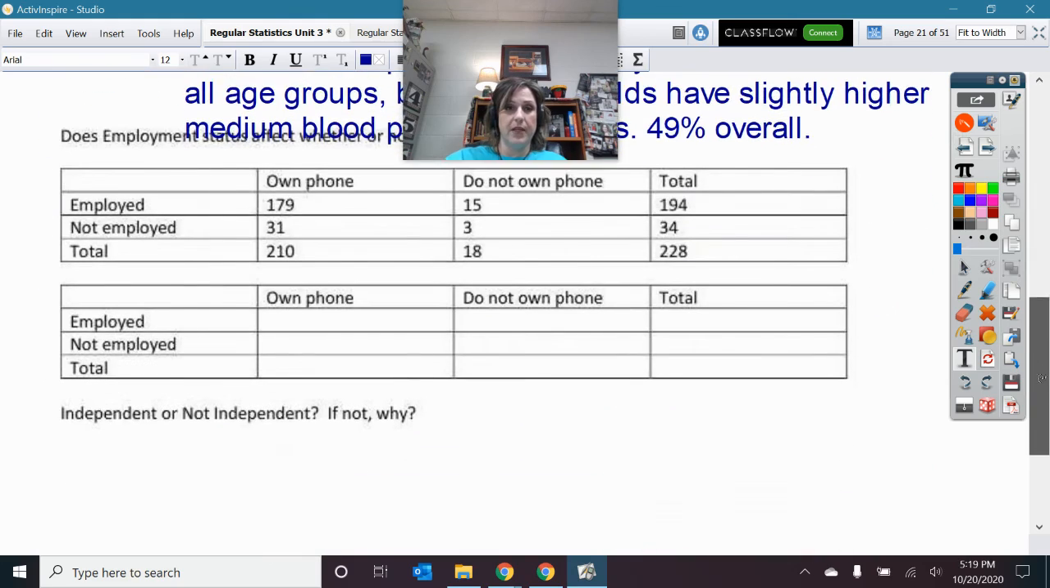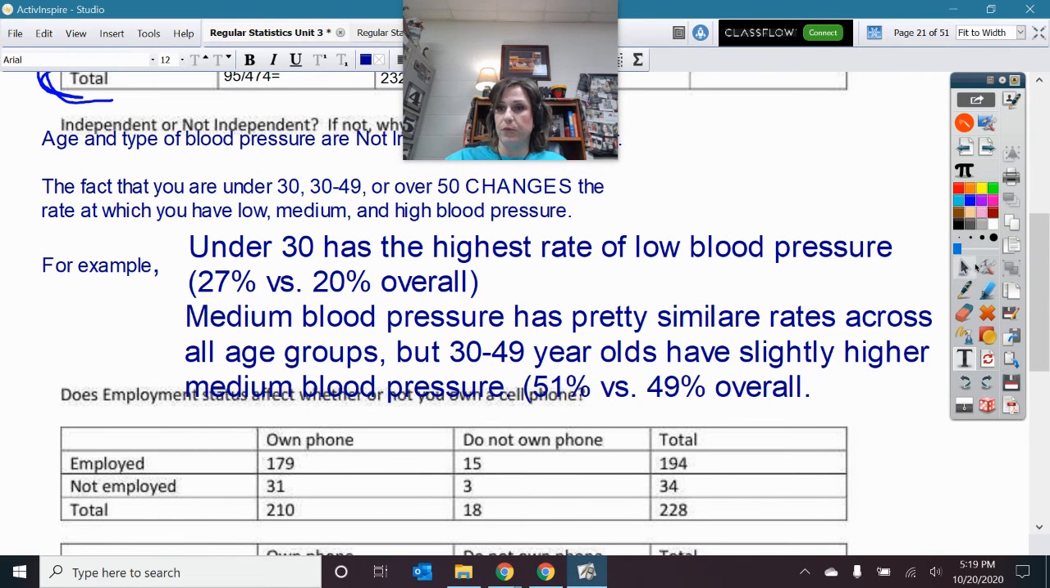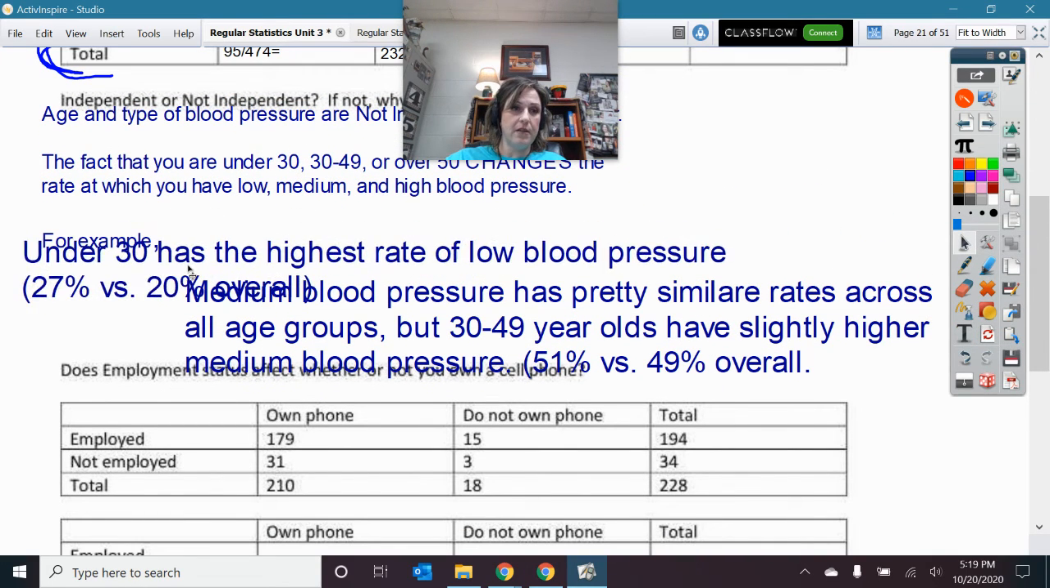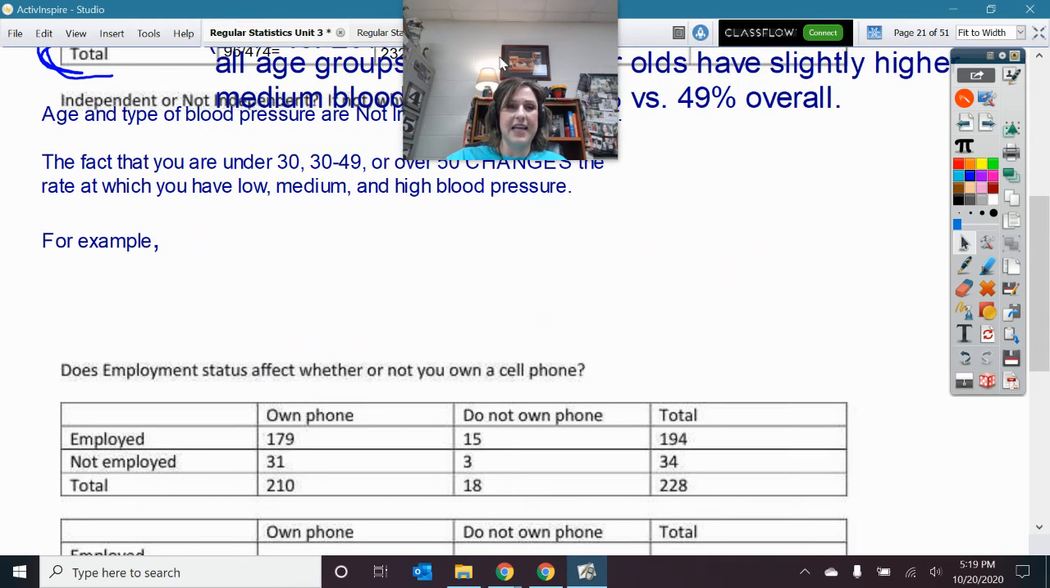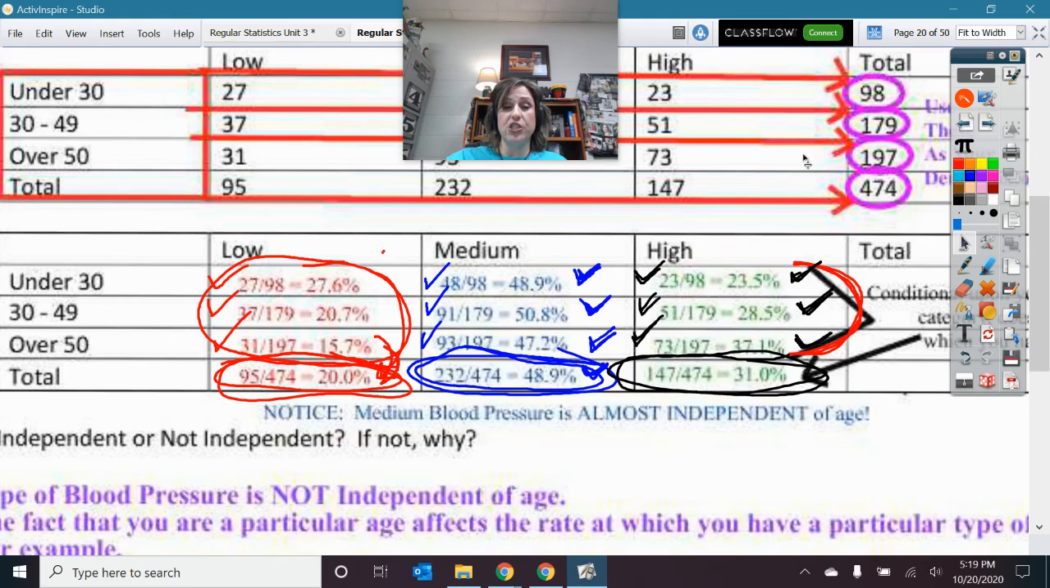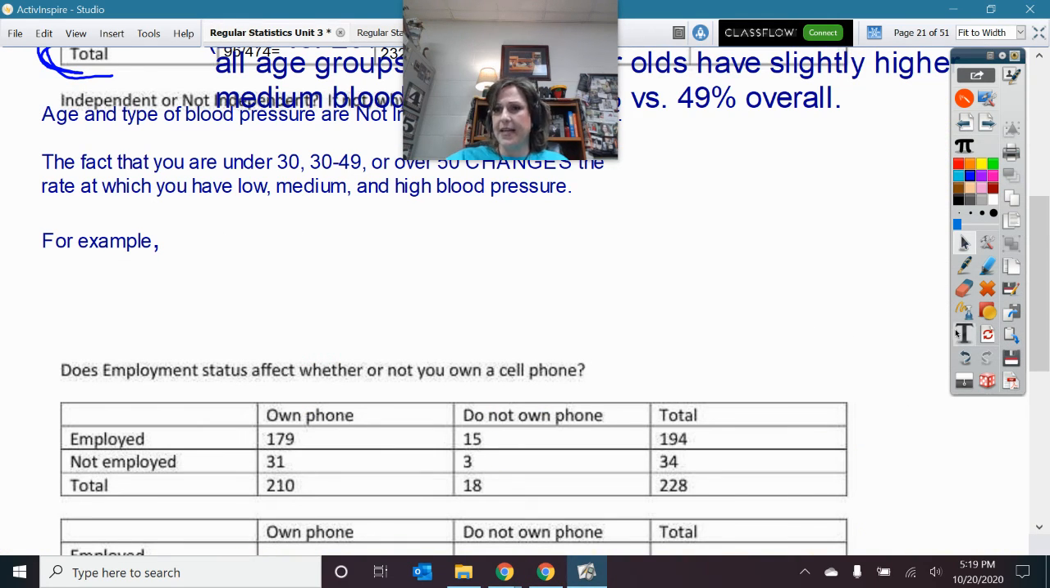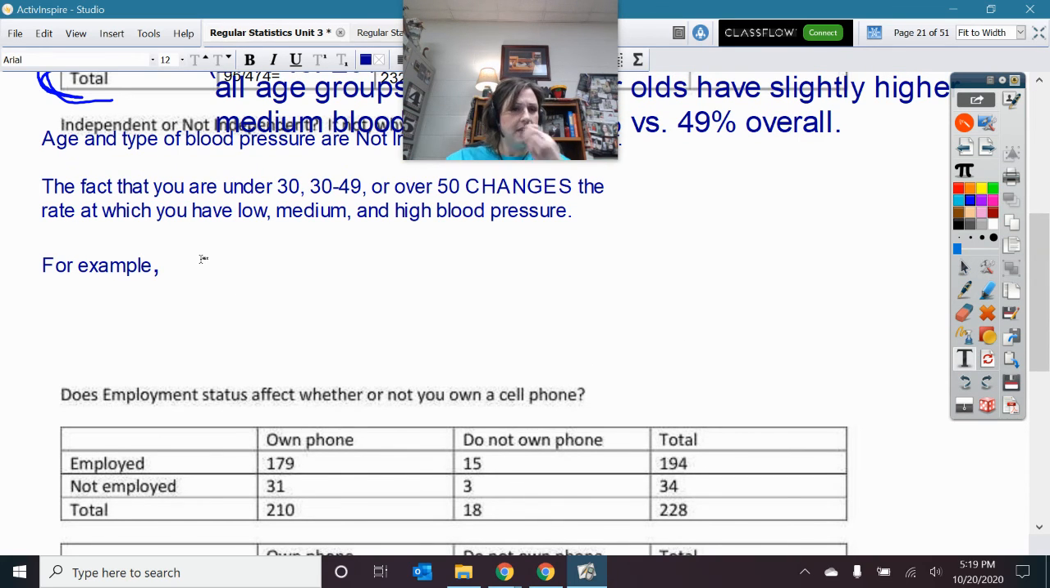I've got to move these things because I don't have enough room. Let me move these guys out of the way. I'm just going to have to stack them up here. Let's do the last category, high blood pressure. What was most astounding in our high blood pressure category? It was those over 50-year-olds. So we want to write about that. Here's my last set of data statistics.